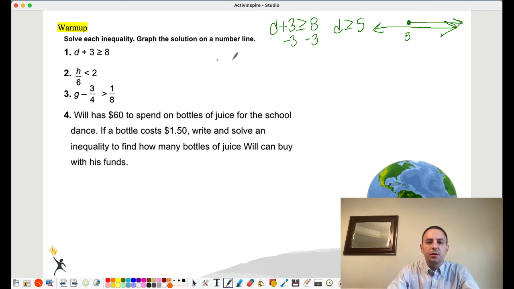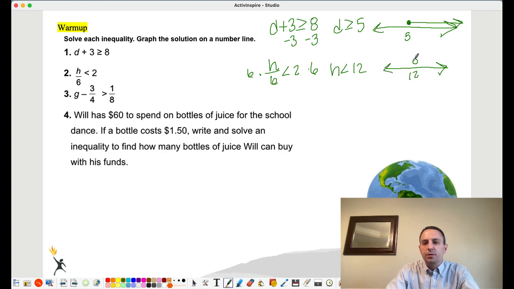Okay. My next one, h divided by 6 is less than 2. I'd multiply both sides by 6, so we get h is less than 12. My number line would look something like this: 12 in the middle, open circle, going for less than.